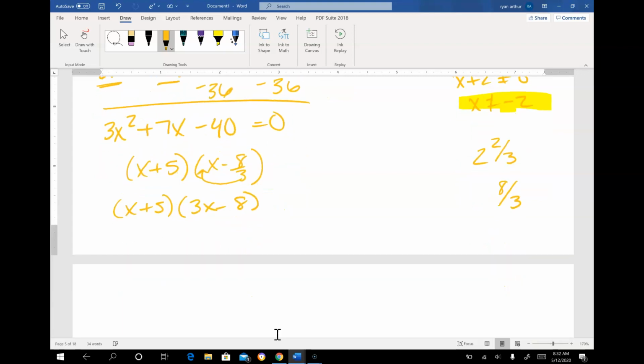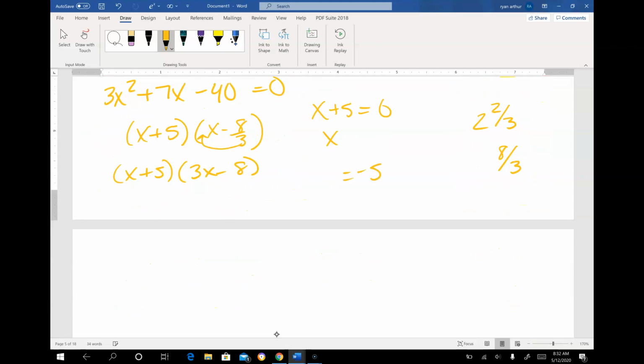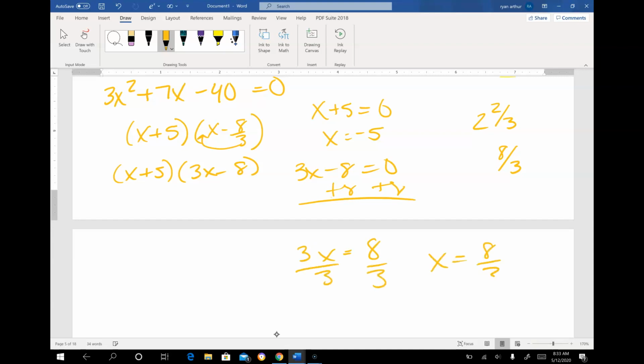Solve them. X plus 5 equals 0, so x equals negative 5. That's not an extraneous solution, so that's right. And then 3x minus 8 equals 0. You add the 8. We get 3x equals 8. Divided by 3. X equals 8/3. Okay? So those are your two answers.